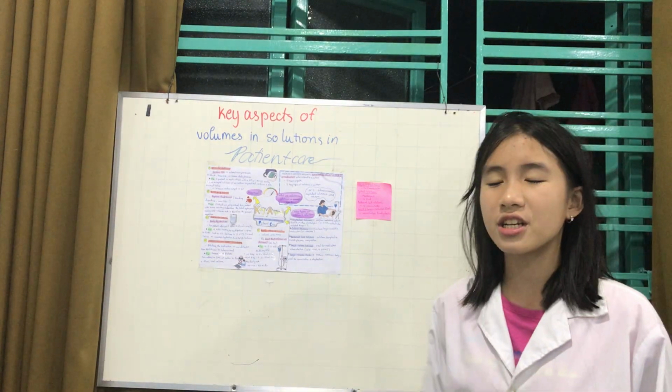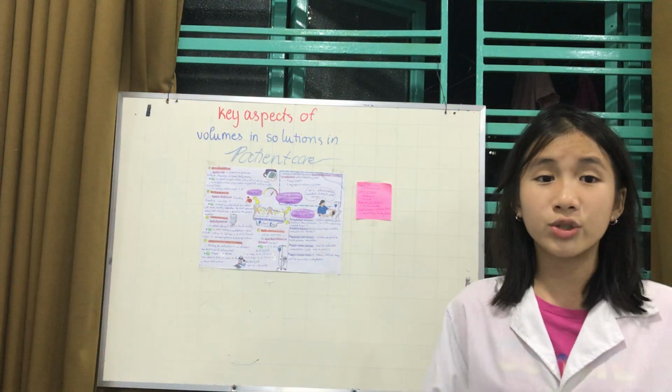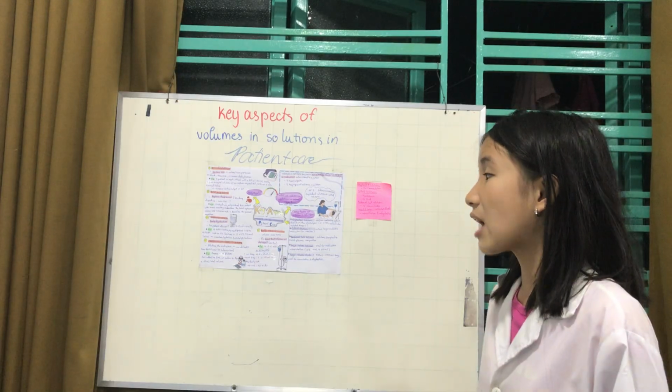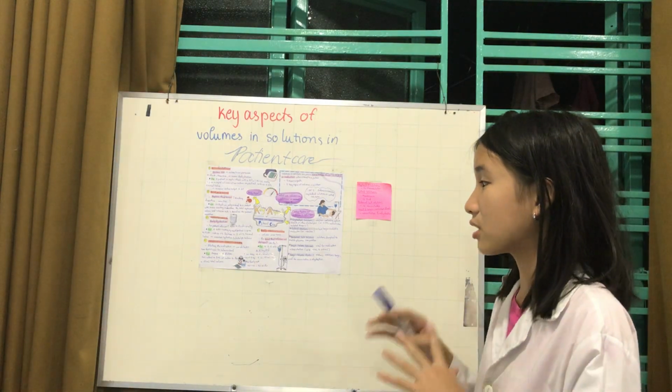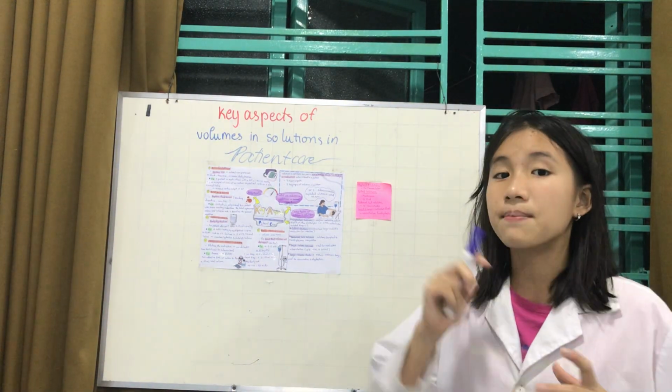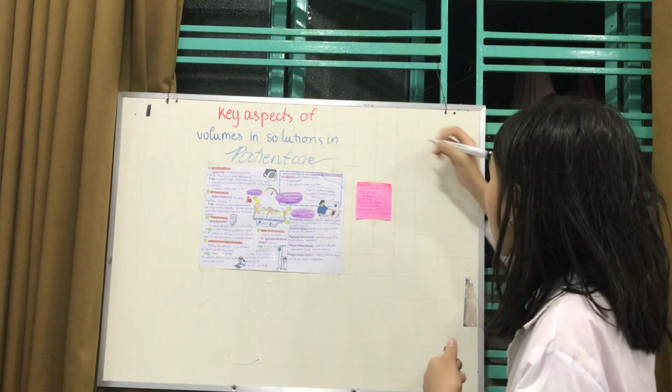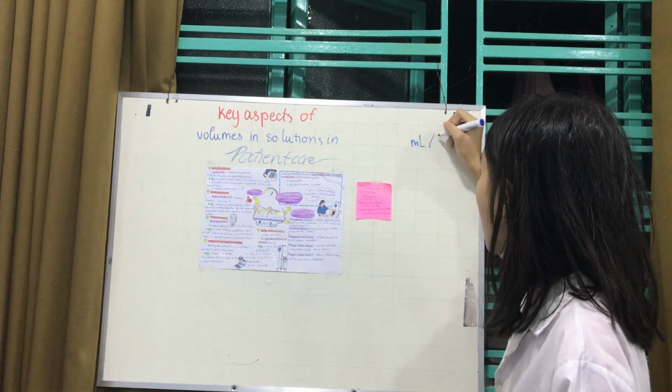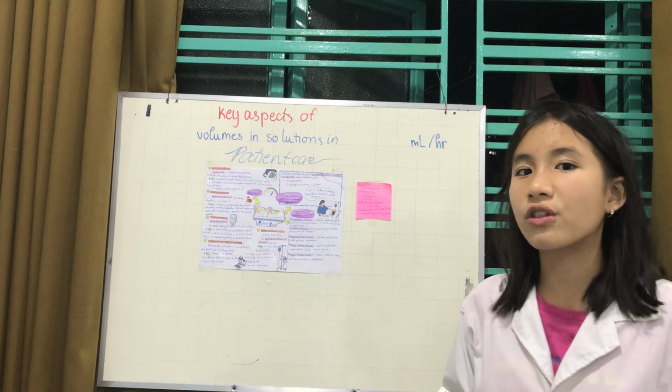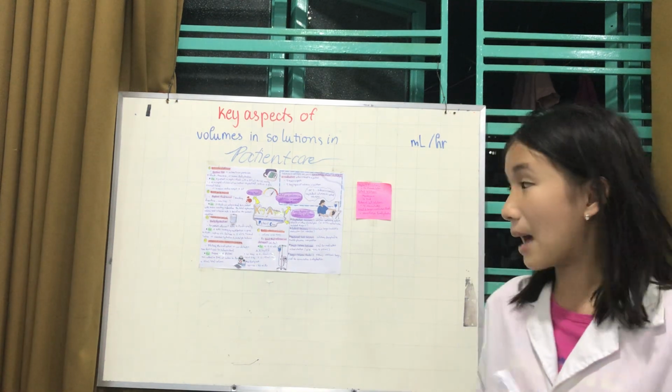So rate precision is volume over time. What do I mean here? Well, volume over time is the speed that solutions are delivered. So this is milliliters over hour. Milliliters over hour. So let's review the 4-to-1 rule with an example.